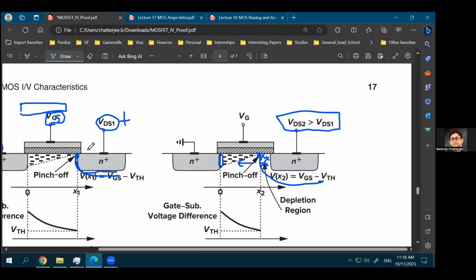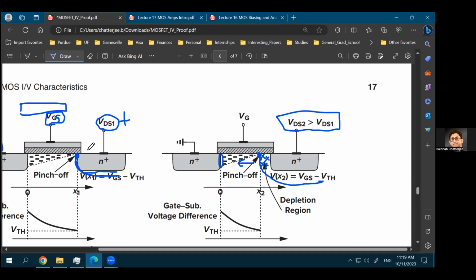Now, when you have a pinch off, your voltage becomes 0. Just like the number of charge carriers is 0 at pinch off, the amount of voltage is also equal to 0. So for this to be equal to 0, how much does your Vx need to be? Your Vx needs to be equal to VGS minus VT. As your Vx is equal to VGS minus VT, you have pinch off.